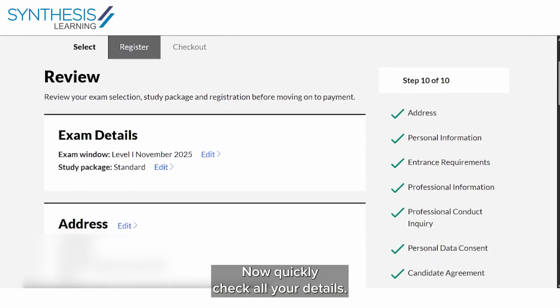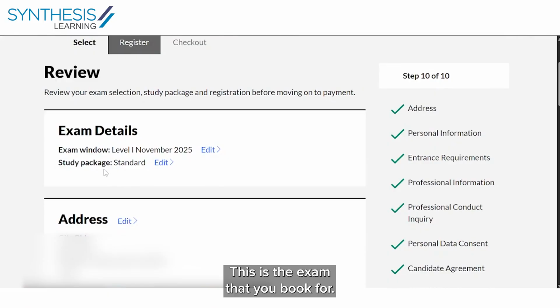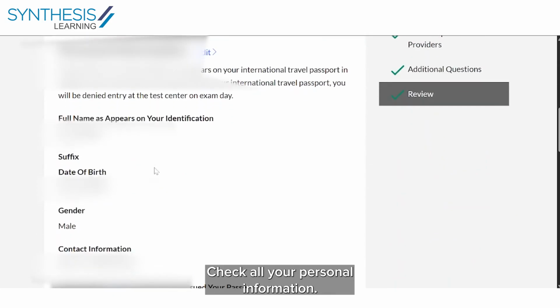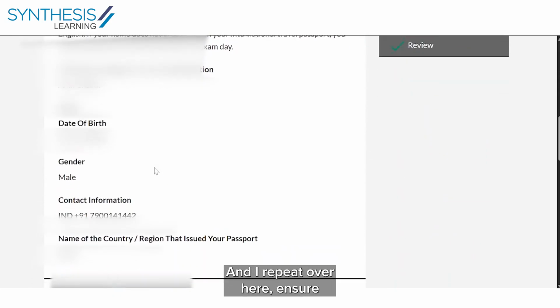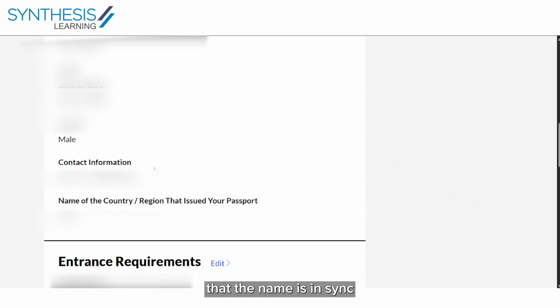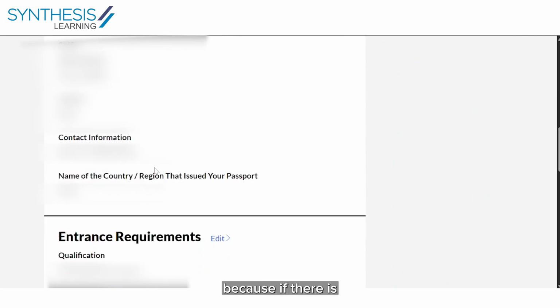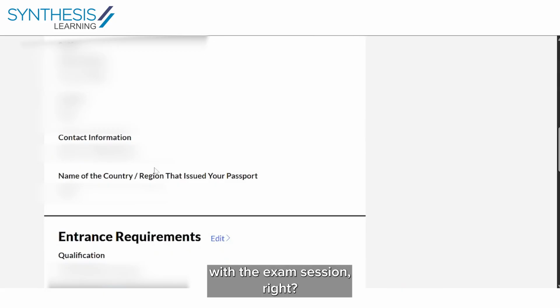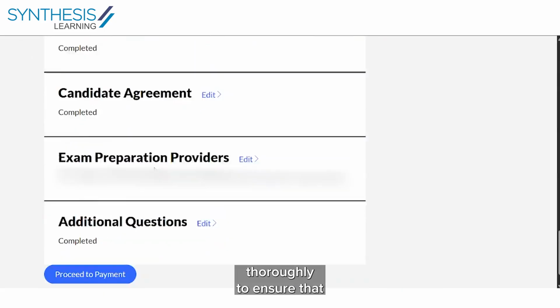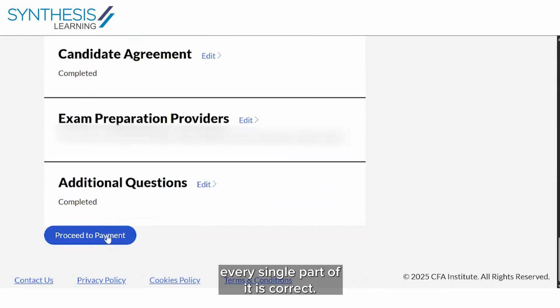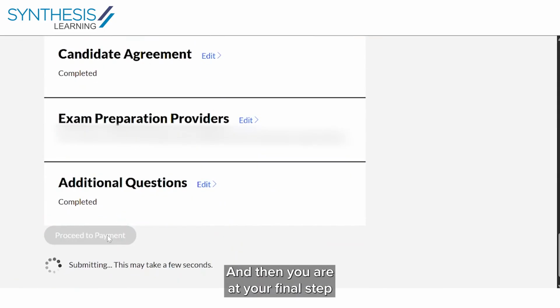Now quickly check all your details. This is the exam that you booked for. This is the standard package that you bought. Quickly check the details, check your address, check all your personal information. And I repeat over here, ensure that the name is in sync with what you have filled in your passport, okay? Because if there is a difference, you will have a problem at the exam session, right? So check all the details once again thoroughly to ensure that every single part of it is correct, and then you are at your final step where you proceed to payment.